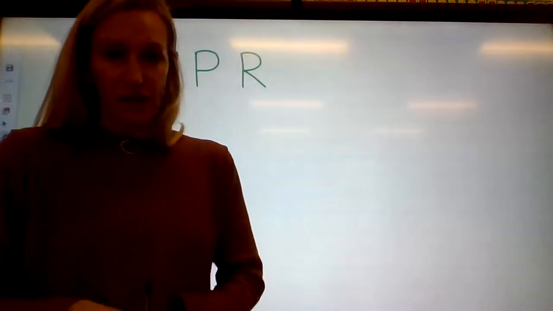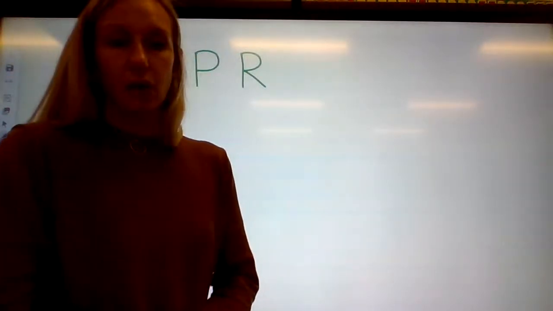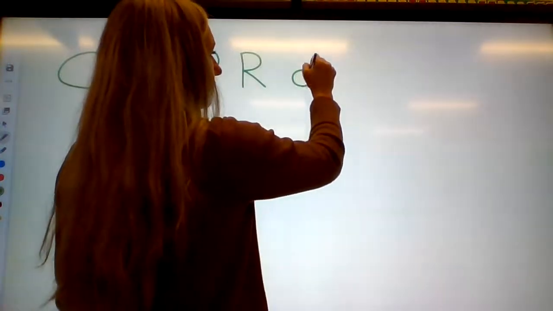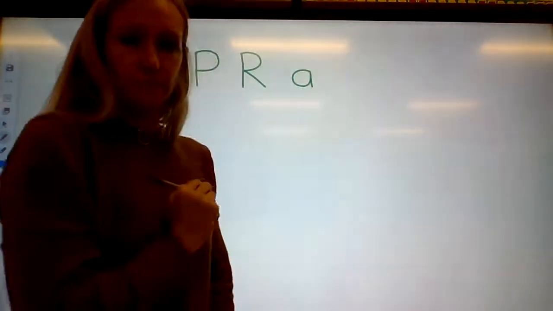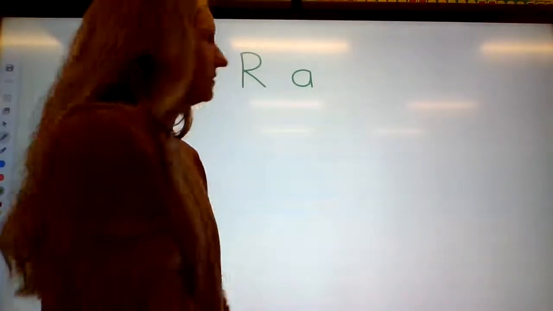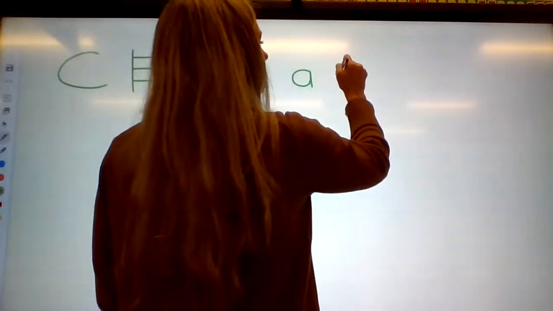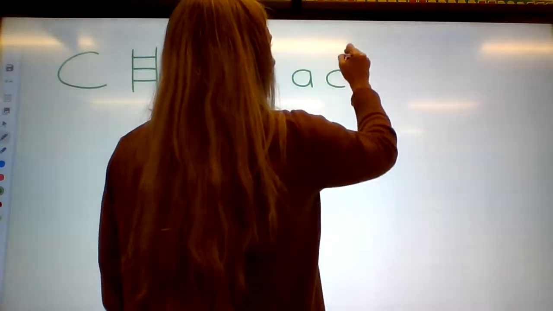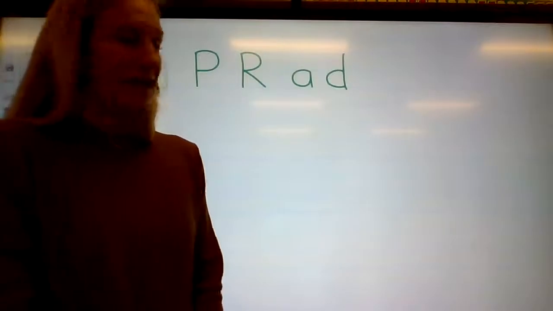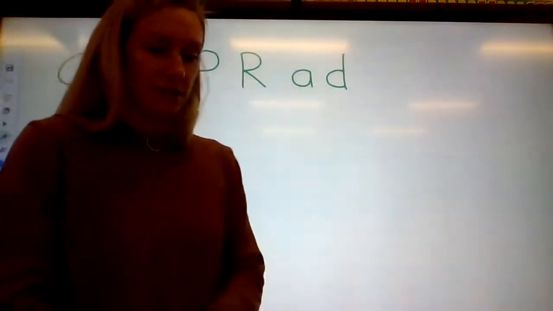Then on Tuesday, we worked on lowercase a. You said around, close, and down. And also lowercase d. We said around, down. That was A and D.